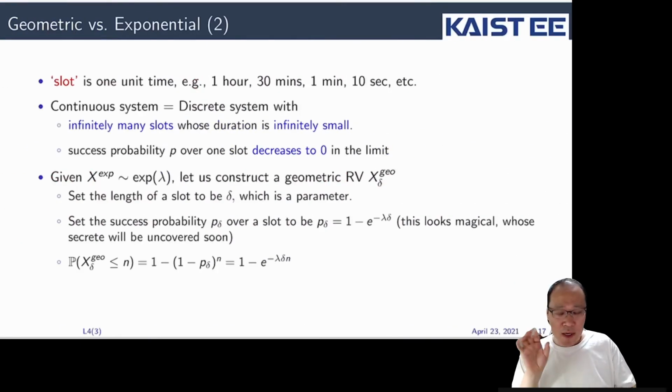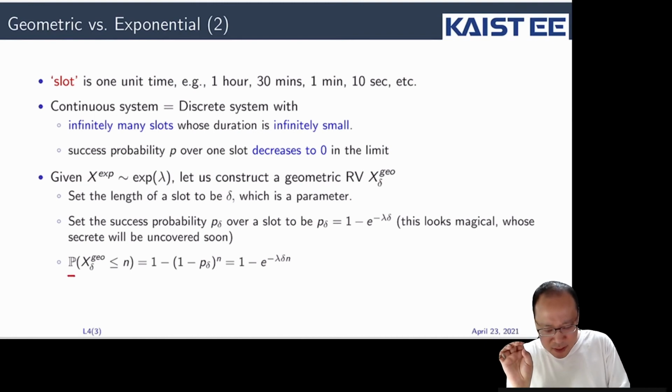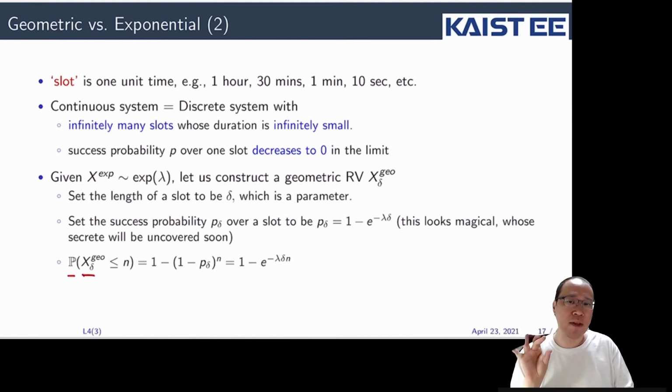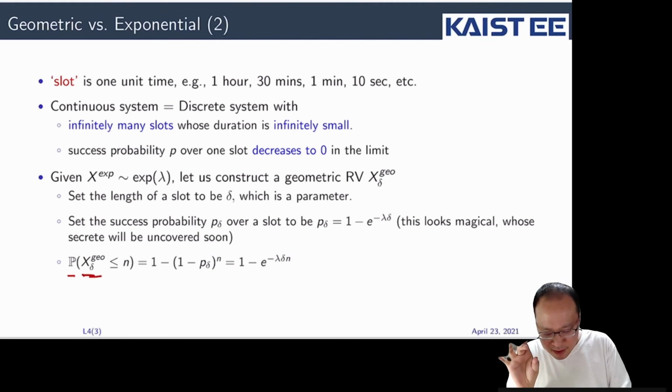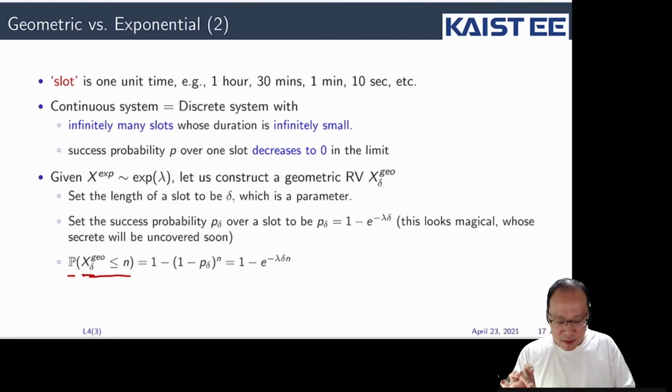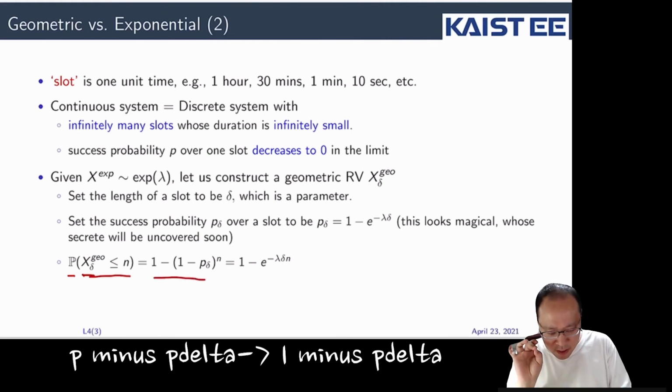Okay? And first we need to remember the fact that the probability that my geometric random variable X delta geo is less than or equal to n is equal to 1 minus (1 minus P delta) to the n. Oh, why is that?